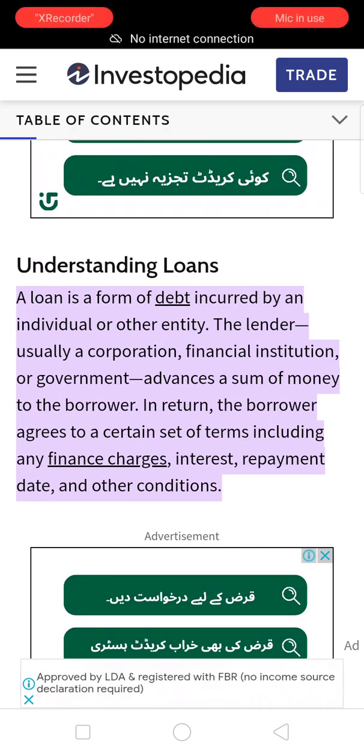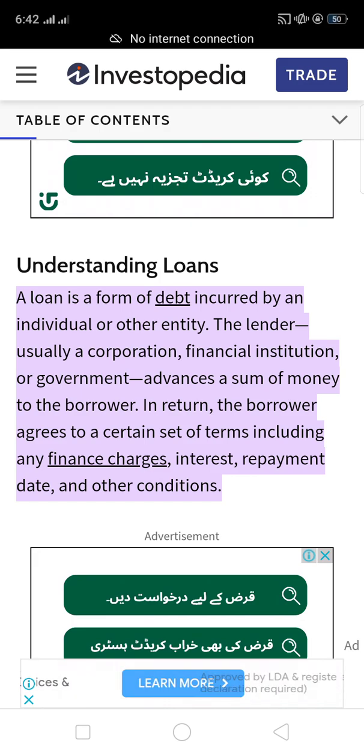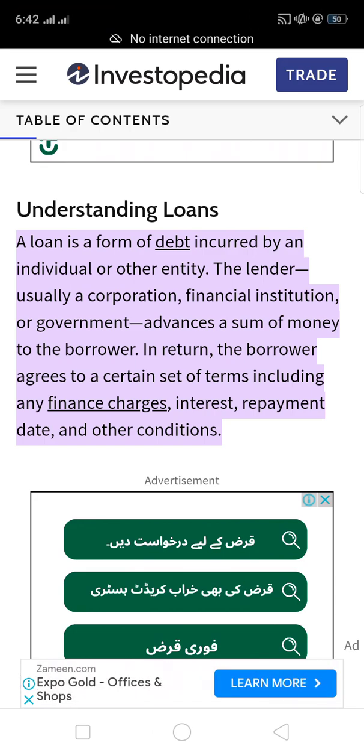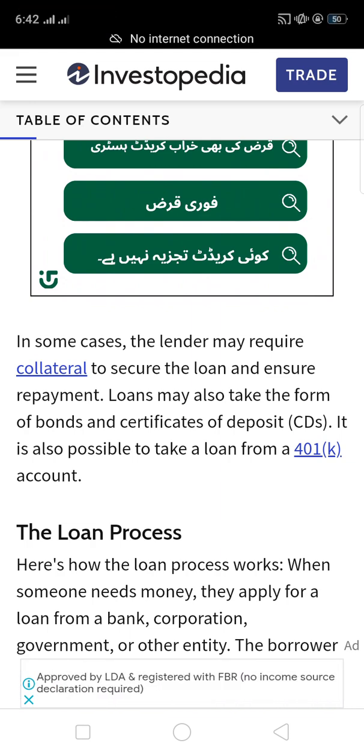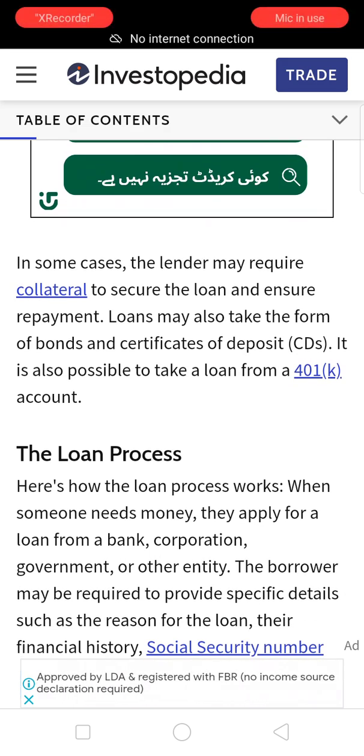Understanding loans. A loan is a form of debt incurred by an individual or other entity. The lender, usually a corporation, financial institution, or government, advances a sum of money to the borrower. In return, the borrower agrees to a certain set of terms, including any finance charges, interest, repayment date, and other conditions. In some cases, the lender may require collateral to secure the loan and ensure repayment. Loans may also take the form of bonds and certificates of deposit (CDs). It is also possible to take a loan from a 401k account.